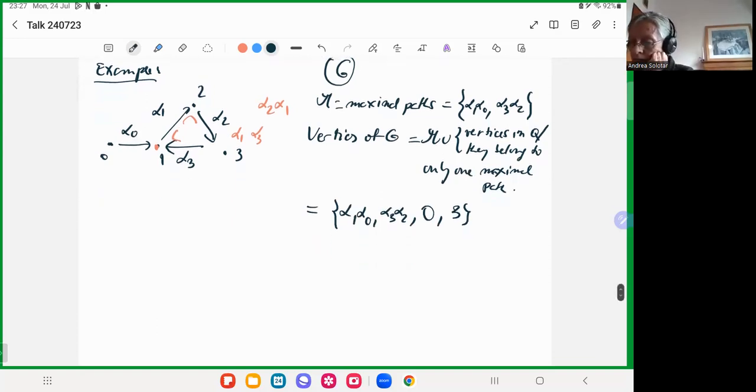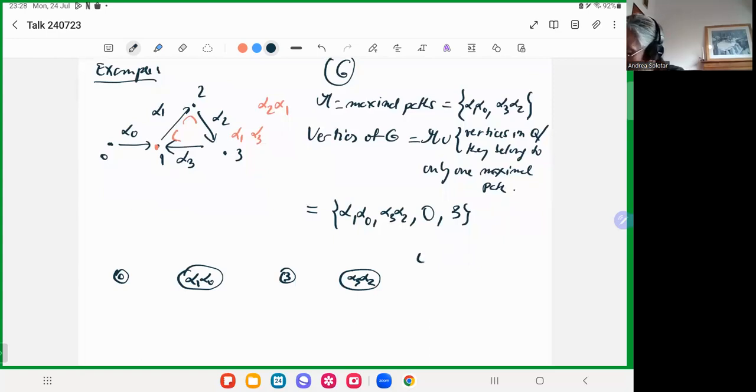So let me place these vertices of my graph Xi. So here I will put the 0. Here I will put alpha 1, alpha 0. Here I will put 3. And here I will put alpha 3, alpha 2. Okay? So how to construct the edges of the graph Xi that I am constructing?